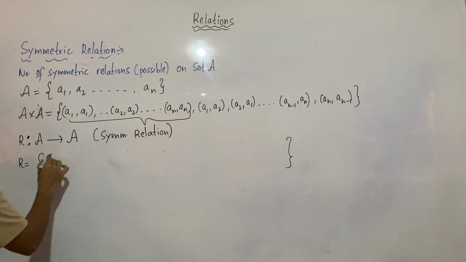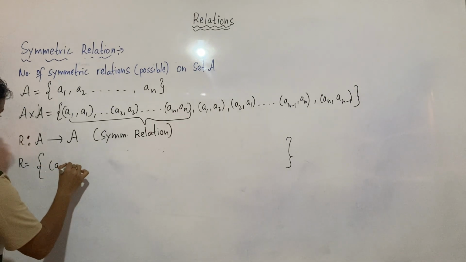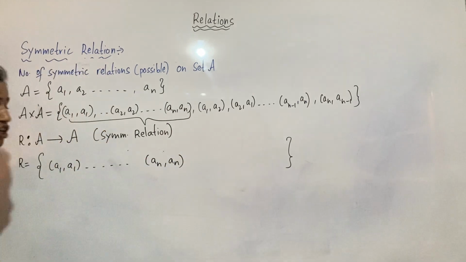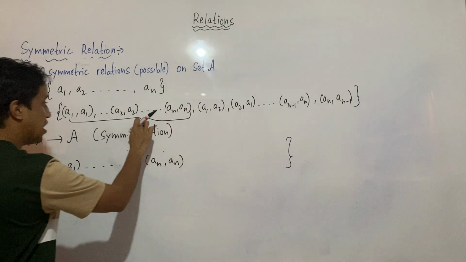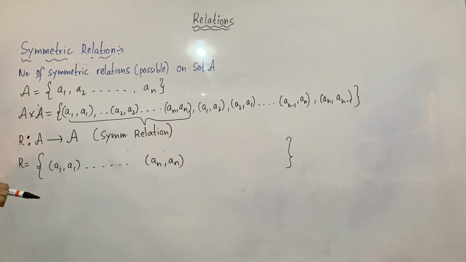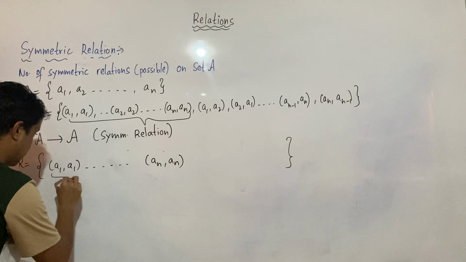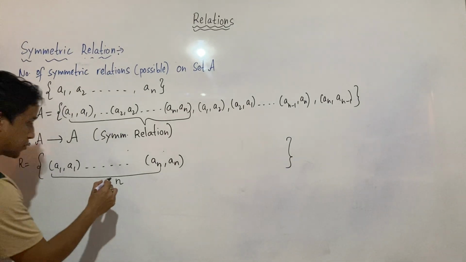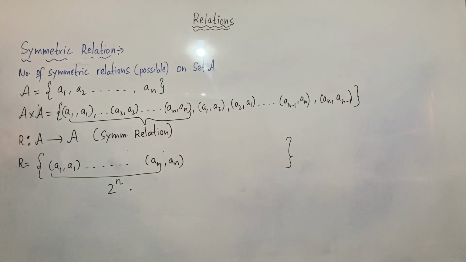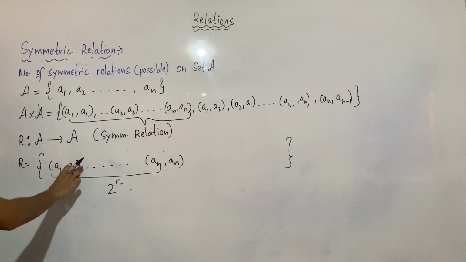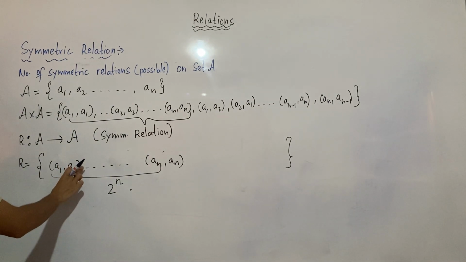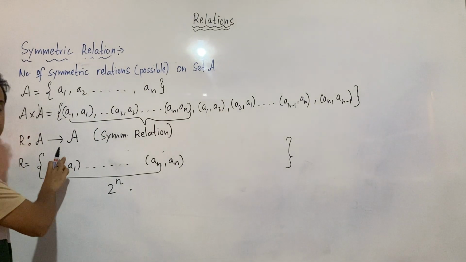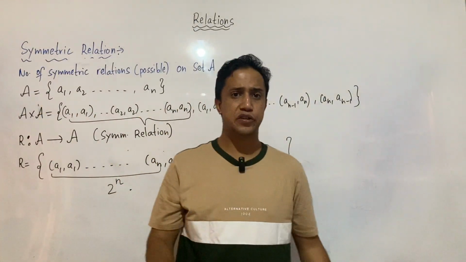So here A1, A1, and so on up to AN, AN. How many possibilities do you have? For these n elements, you have two possibilities, which means from here to here, I have 2 raised to the power n possibilities. Why? Because either they can be a part of this symmetric relation, or they prefer to stay out. If they prefer to stay out, it's going to be the empty relation, which again is a symmetric relation.